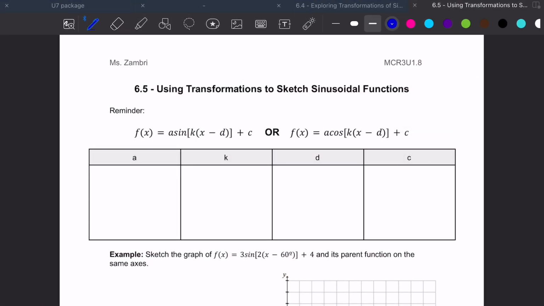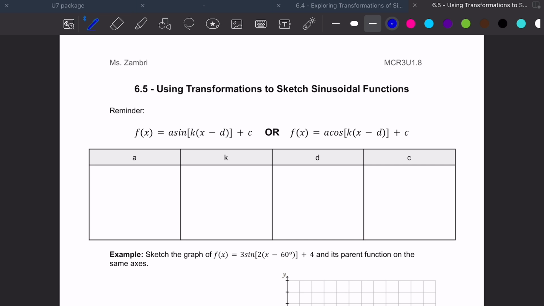Okay, peeps, last re-recording. This is where we left off. This was the last lesson before we went on our winter break, and it was 6.5, which was using our knowledge of transformations and transformation notation and the mapping rule to sketch transformed sinusoidal functions.